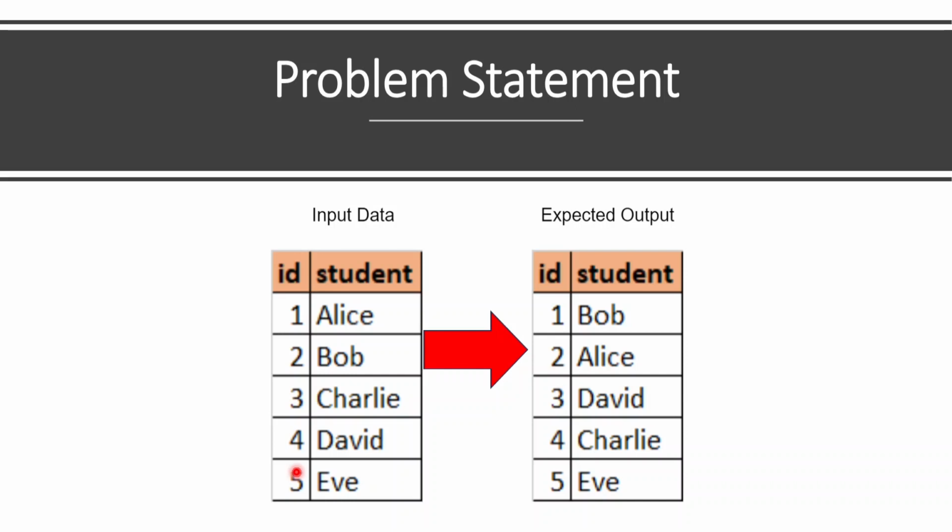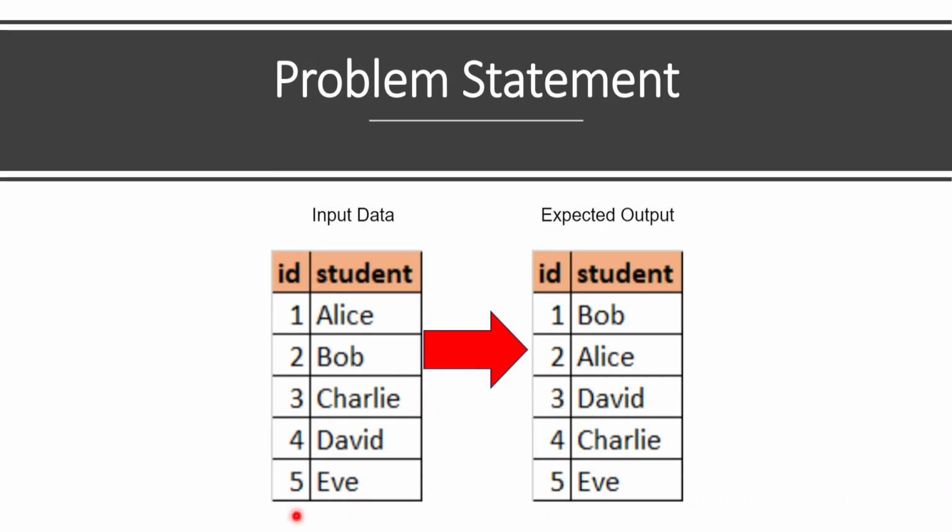Right. Now coming to the requirement, we have to exchange the seats between two adjacent students. Coming to the first one, these two records should be swapped. So Bob should come to the first seating and Alice should go to the second seating. Similarly, coming to the third and fourth, David should come to the third seating and Charlie should come to the fourth seating. And coming to the last record, we don't have any pair, so we don't have any further seating. So we have to keep the same student in the same seating. So this is the requirement.